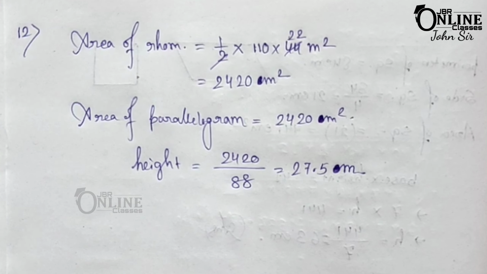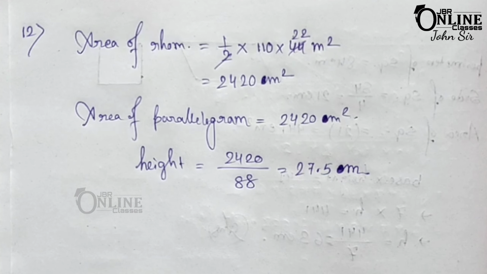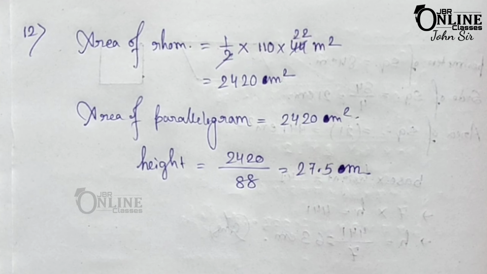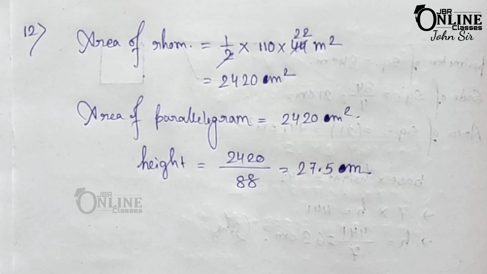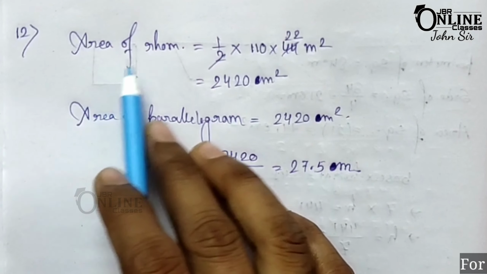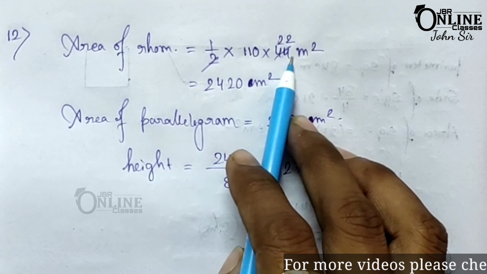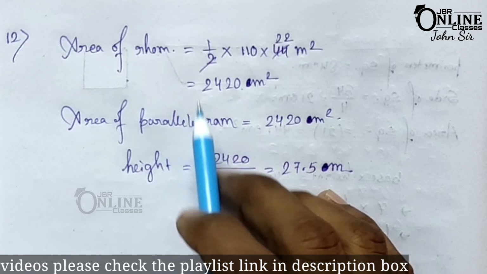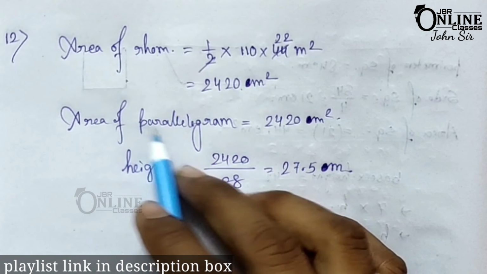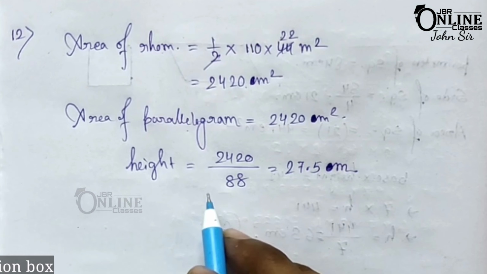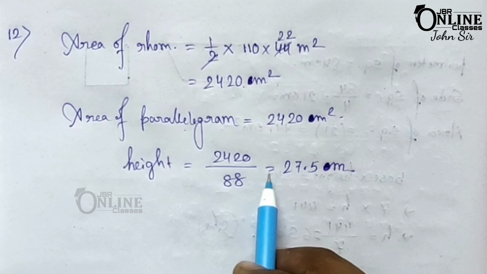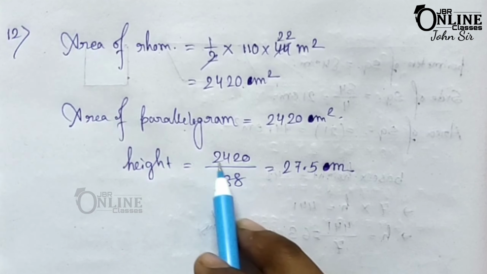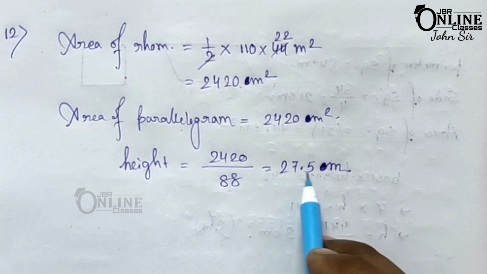Okay, so now the last one, sum number 12. Two fields in the shape of a parallelogram and a rhombus are of equal area. The diagonals of the rhombus are 110 and 44. So first you have to find out the area of the rhombus, half into product of diagonals, so equal to 2420. So 2420 is the area of the rhombus, as well as 2420 is the area of the parallelogram also. Now if one of the sides of the parallelogram is 88, then find its altitude. So base into height equals area. So height equals 2420 by 88, that equals 27.5 meter.